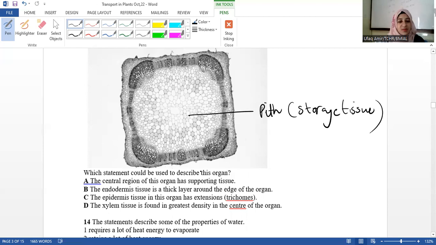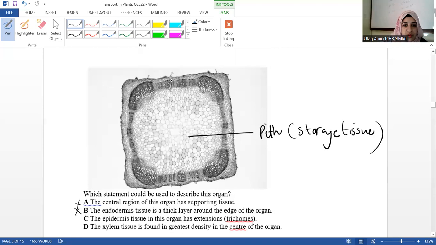Okay. The endodermis tissue is a thick layer around the edge of the organ. So we don't see any endodermis over here. Thick tissue around the edge of the organ. Endodermis around the edge of the organ we cannot see, and epidermis is always there. There's no endodermis. Endodermis is only in roots. The epidermis tissue in this organ has extensions, trichomes. This we can see. You can see trichomes over here.